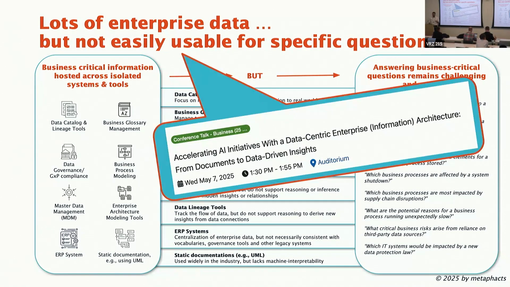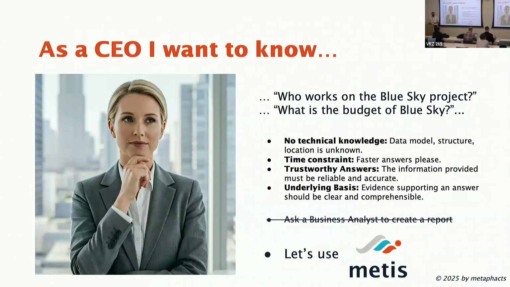In our scenario today, we are starting to achieve one goal. Let's all assume we are a CEO, maybe CDO, CIO, whatever. We are a person who wants to know certain things. For example, who works on the Blue Sky project? What is the budget for the Blue Sky project? What are the skills required?